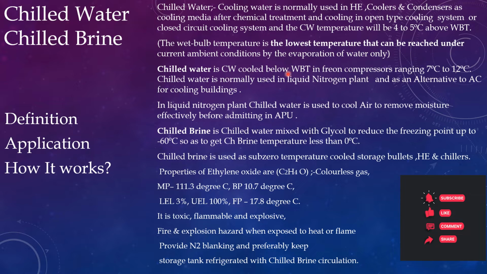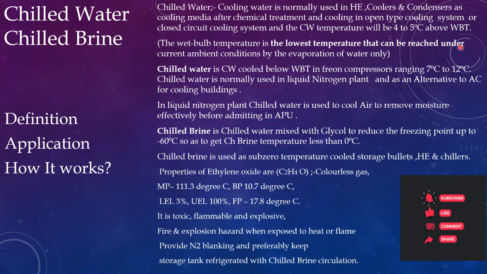Chilled water is cooling water below the wet bulb temperature. In a freon compressor system that will range around 7 to 12 degrees centigrade. And chilled water is normally used in liquid nitrogen plants and also in tall buildings and big buildings as an alternative to air conditioning system for cooling the buildings.